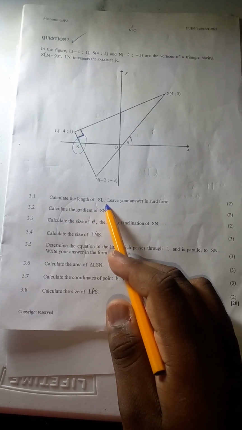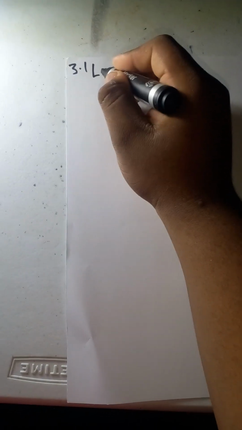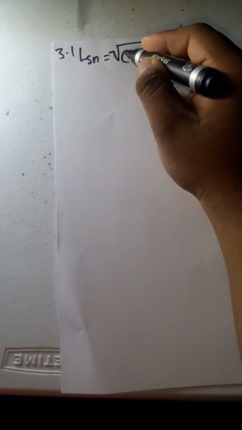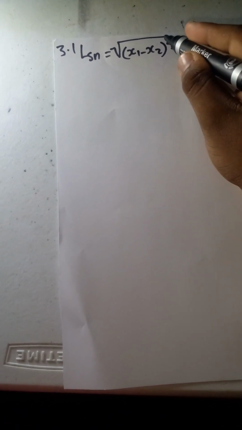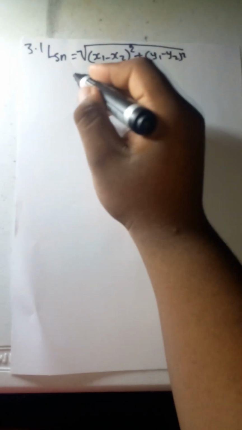The first question says: calculate the length of SL. You can leave your answer in surd form. So we are simply going to use our formula for length and then calculate it. The length of SN is equal to the square root of x1 minus x2 squared plus y1 minus y2 squared. And then you're going to substitute.